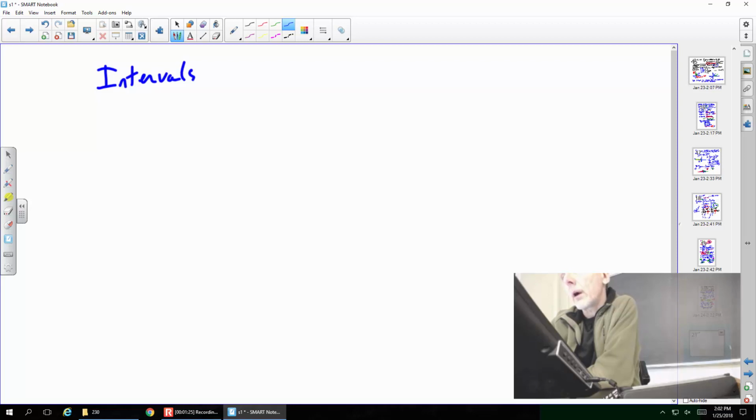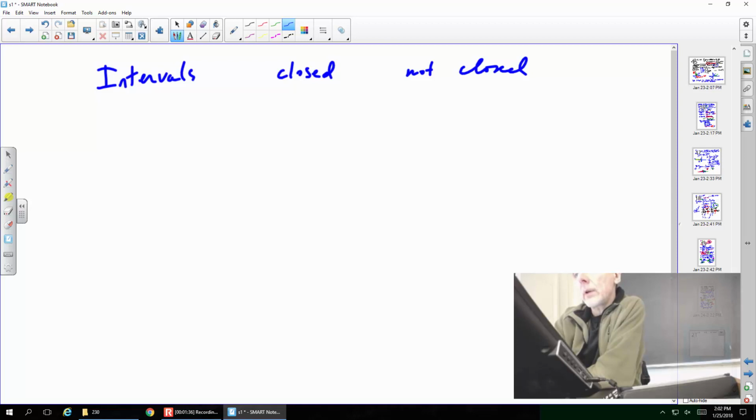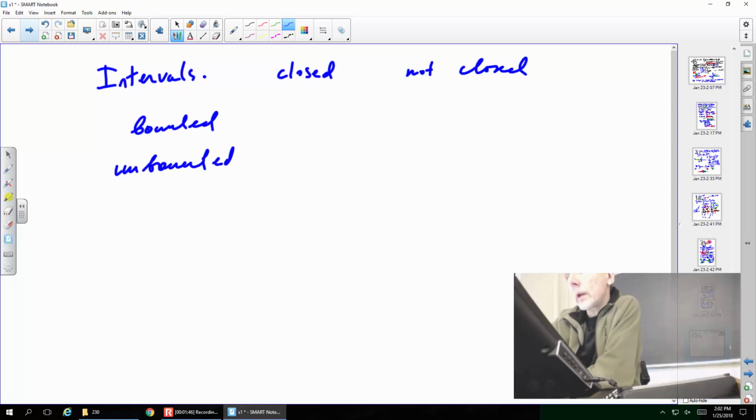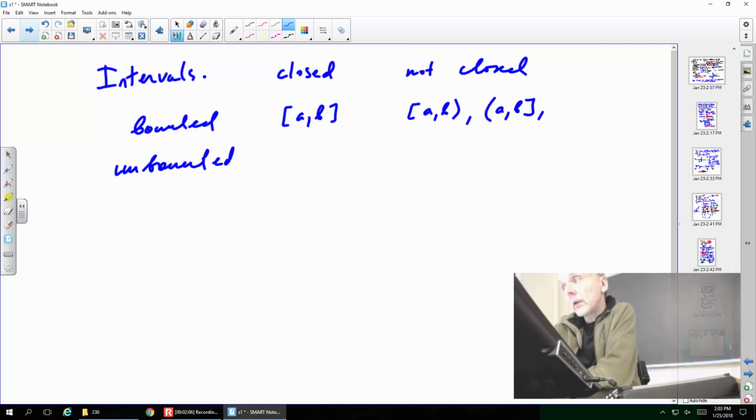Some of them are closed, and some are not. And some are bounded or finite, and some are unbounded. So closed and bounded is one and only: AB. The intervals that are still bounded but not closed are the ones where either one end or the other or both are missing. So it's either A removed, B included, or A included, B removed, or both of them removed. These are intervals that are not closed.